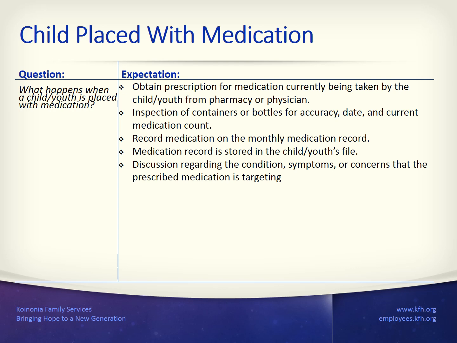The resource parent or the Koinonia social worker will also inspect containers to ensure the labeling is accurate and the medications have been taken as prescribed. For example, the resource parent or the Koinonia social worker will count the number of pills remaining and compare to the date the prescription was filled and the instructions for usage. Each medication will be recorded on a medication log, and the log will be stored in the child or the youth's client file.